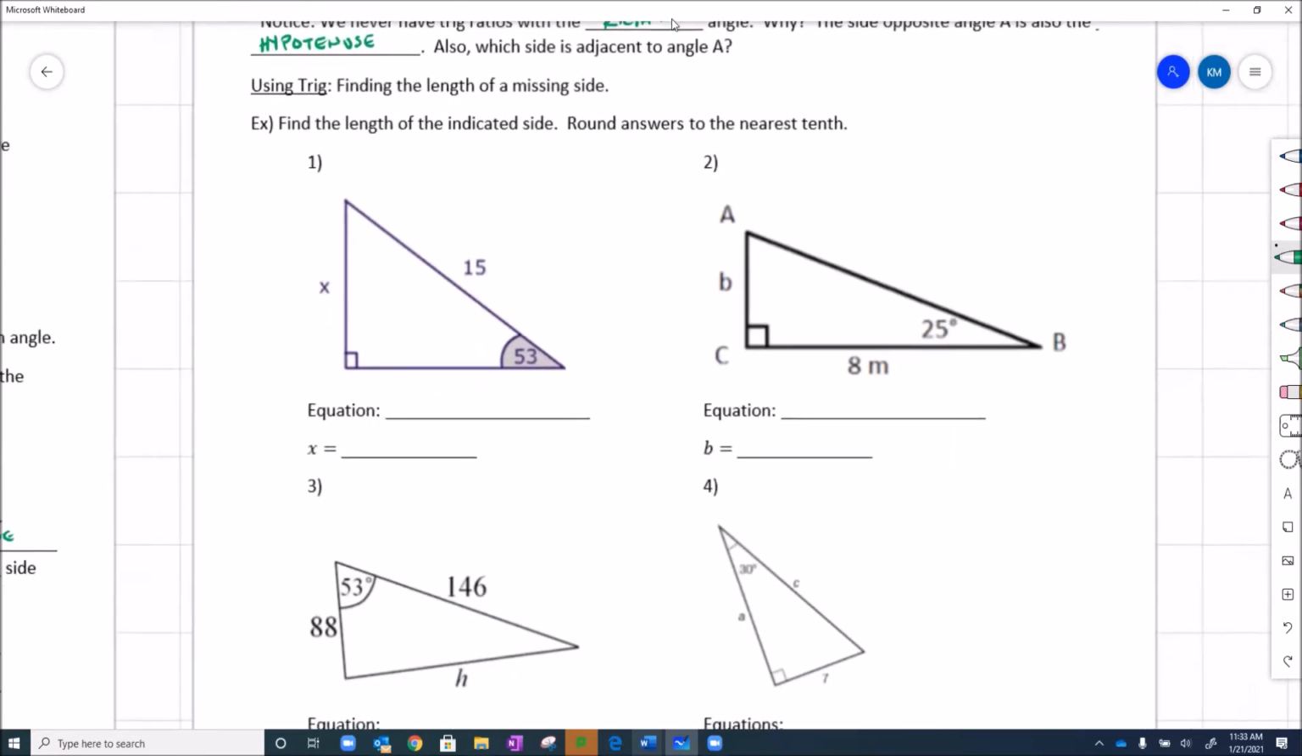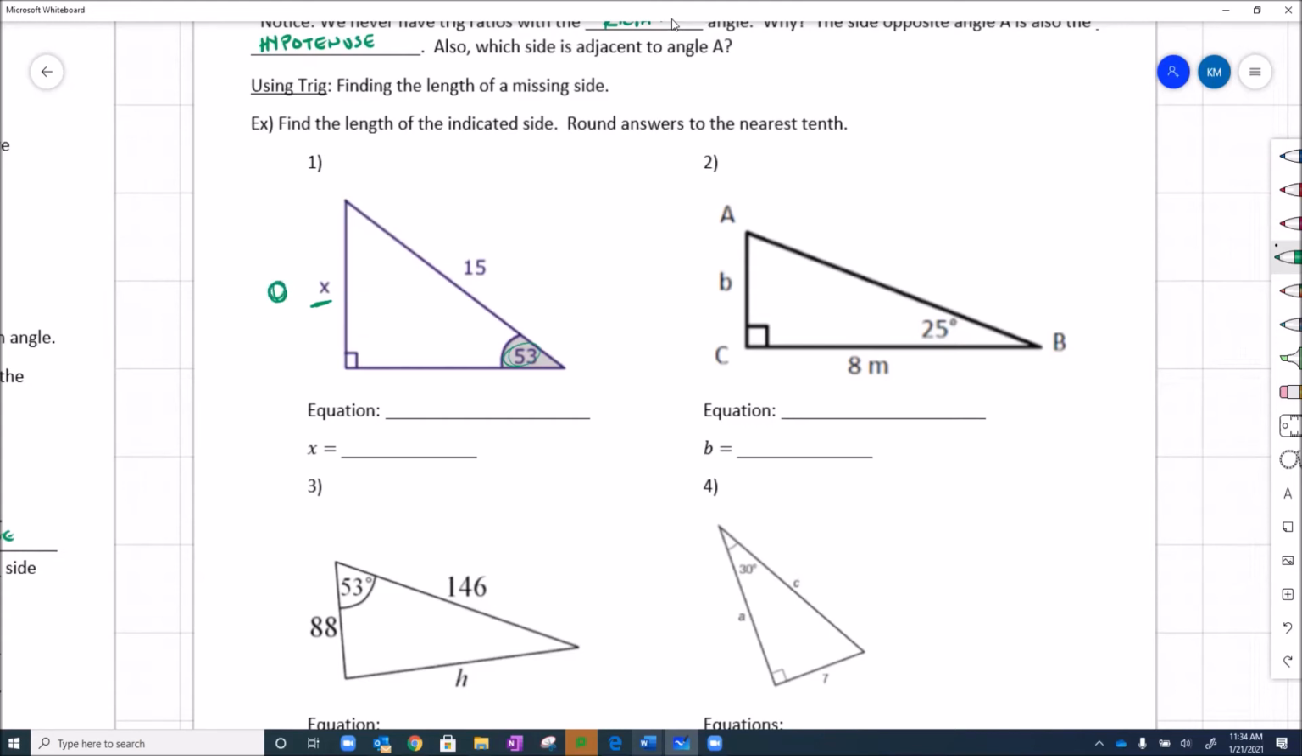Okay, so now we've got those set up. Let's talk about using those trig ratios to solve for missing lengths. Here it says find the length of the indicated side, round your answer to the nearest tenth. Great. So we want to find x, and they gave us this angle, 53. Okay, here's how we can use our trig ratios. I'm looking from the angle that I know is 53. I'm going to label my sides.